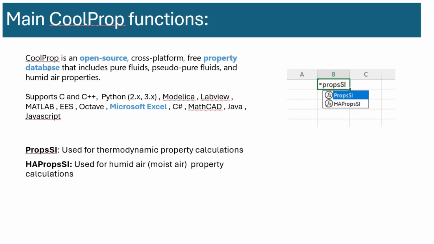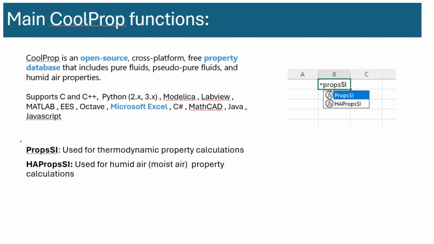Right, in this lecture, you'll be basically learning about psychrometrics at the same time learning about the CoolProp add-in for Microsoft Excel. Now, CoolProp is an open source free property database that includes a lot of pure fluids, pseudo pure fluids, and humid air properties.